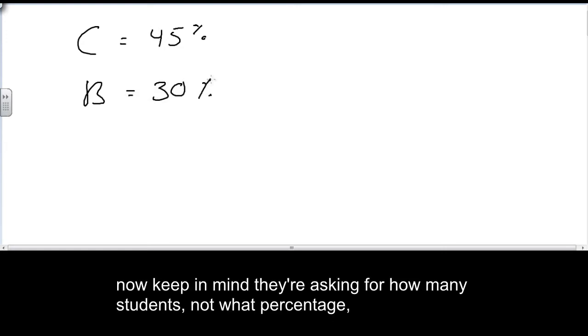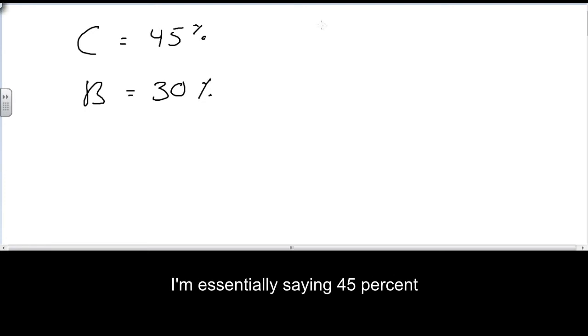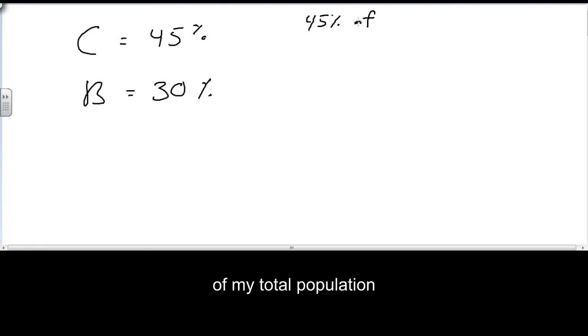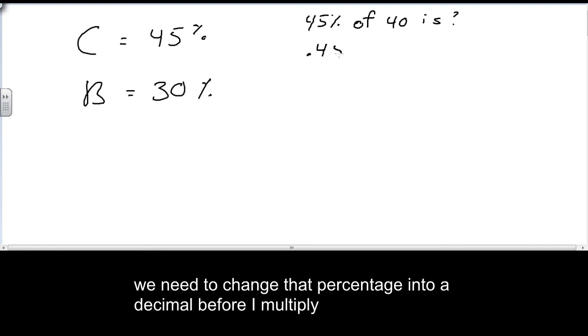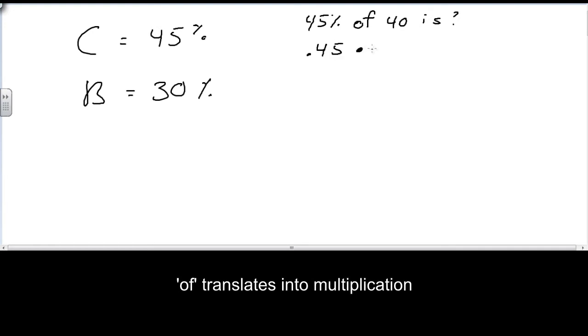Now keep in mind they're asking for how many students, not what percentage. I'm essentially saying 45% of my total population is what? So as a decimal, I need to change that percentage into a decimal before I multiply. Of translates to multiplication. I'm saying what is 45% of 40, meaning what is 0.45 times 40. That's going to be 18.